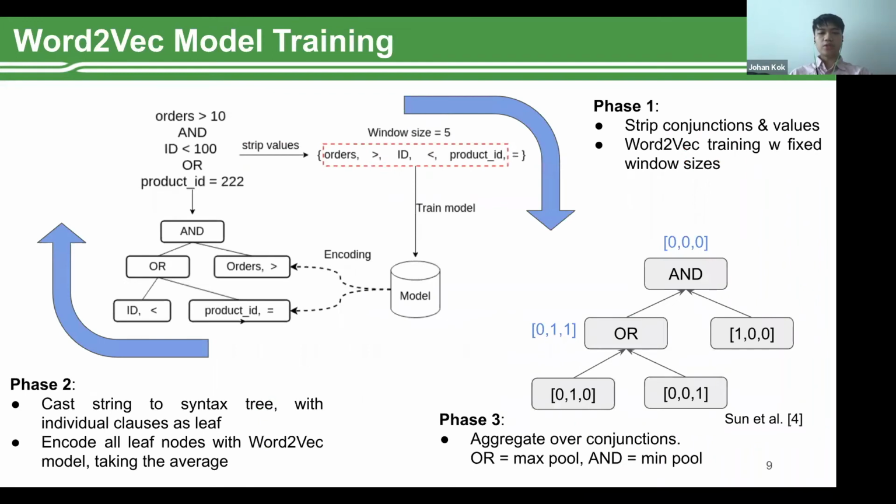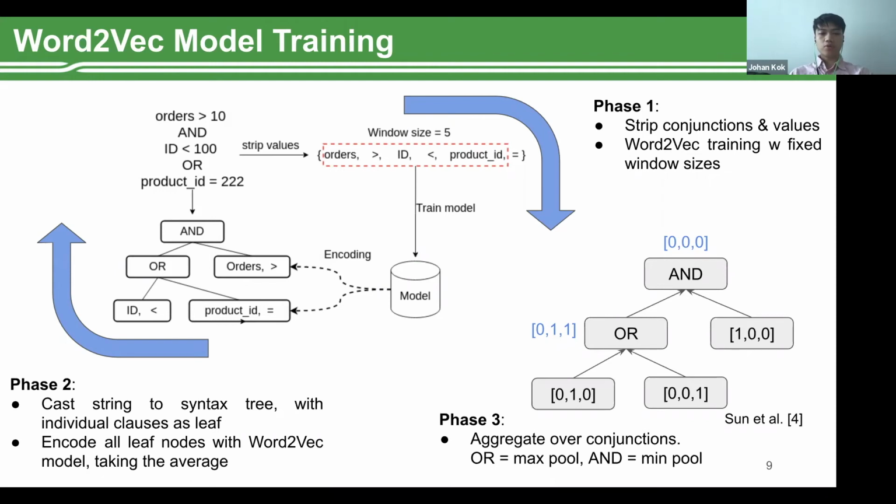Our first innovation ensures that all query predicates can be efficiently encoded. We do this by training a word-to-vec model directly on the predicates themselves. Here's a toy example to illustrate the point. We first strip the predicates of all values and the remaining tokens are grouped under a fixed window size. These groups will then be used to train a word-to-vec model to derive token embeddings. In this case, if orders and ID occur frequently within all query plans, then we will expect that their embeddings must be very similar to each other.